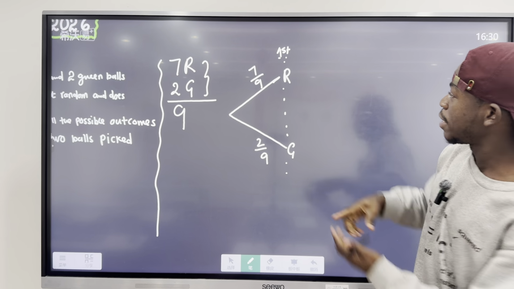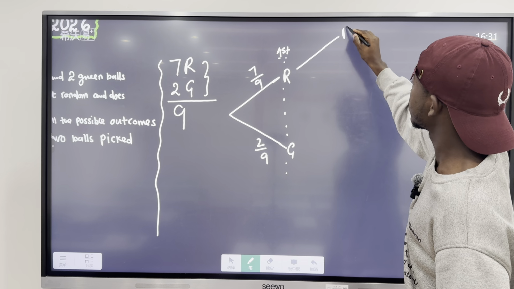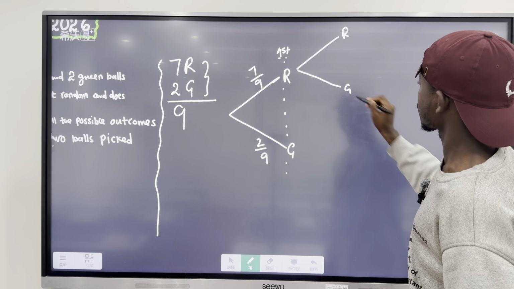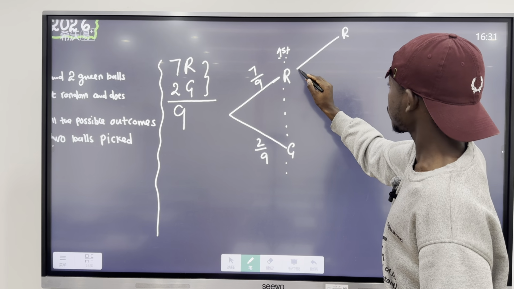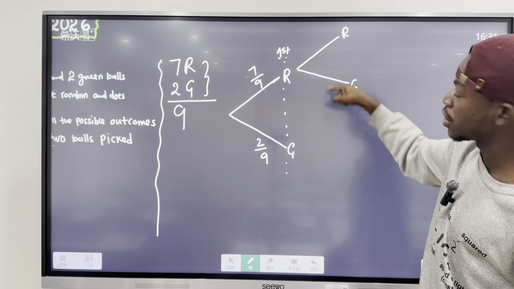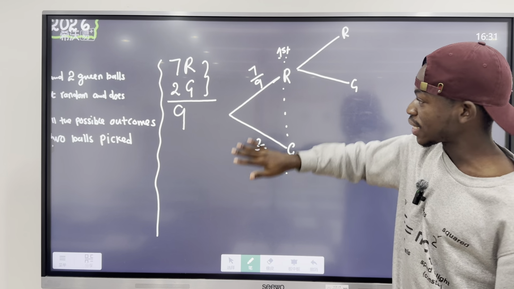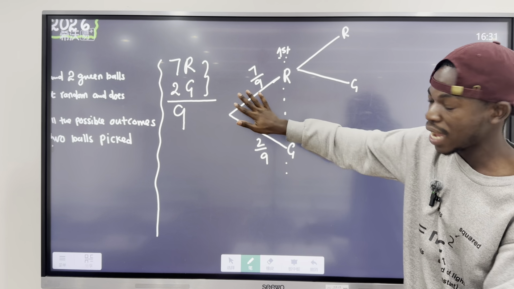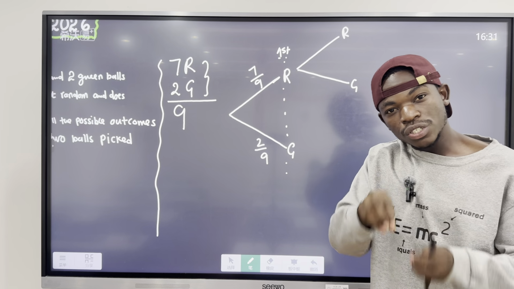Either they pick red again, this is the second selection, or they can pick green. So this is what will happen. Now we need to fill in these routes with probabilities. Remember, what we're assuming here is that at first we picked red. So don't worry about this, we'll come back to this. Let's handle this first. If we picked red at first, remember this person is not replacing.